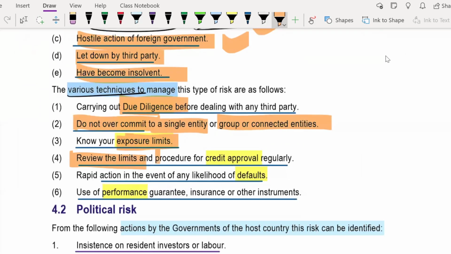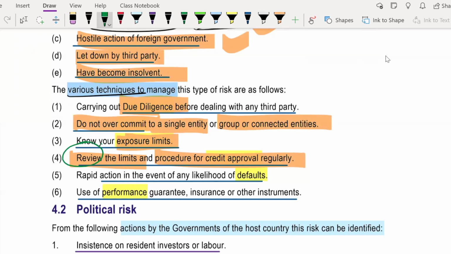Next is review the limits and procedure for credit approval regularly. So if there is any credit approval that has to take place for that counterparty, just keep reviewing how the procedure of credit approval is going, or what limits they are set up to, so that you understand that entity's nature. Depending on if they are a good company, the credit approval process is going to be really easy for them. If it is not, then they are going to face a few issues. So have a review or a check on that also.